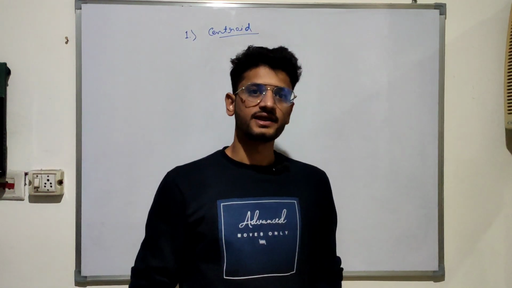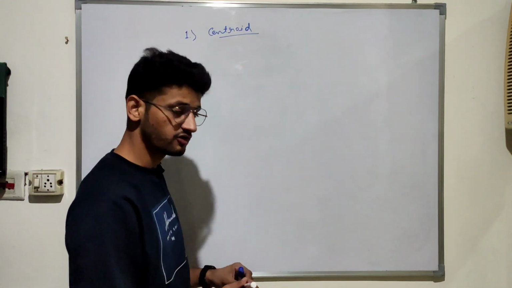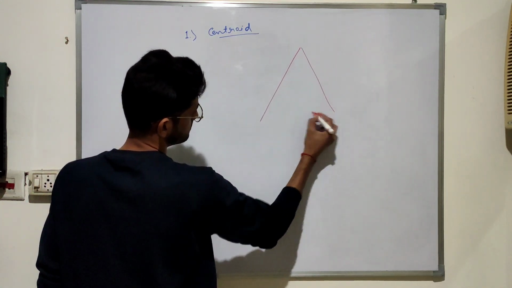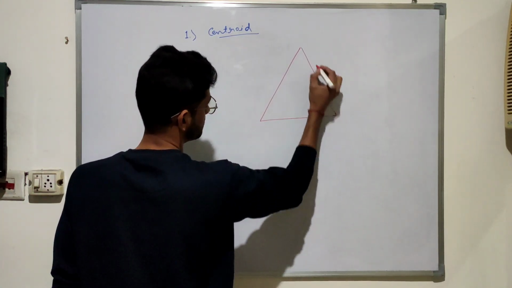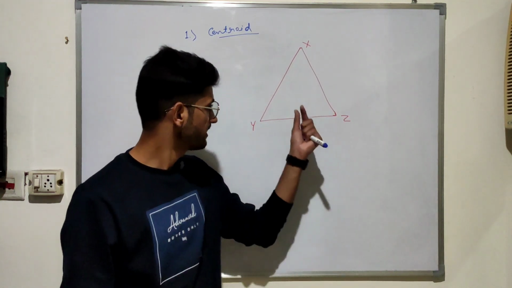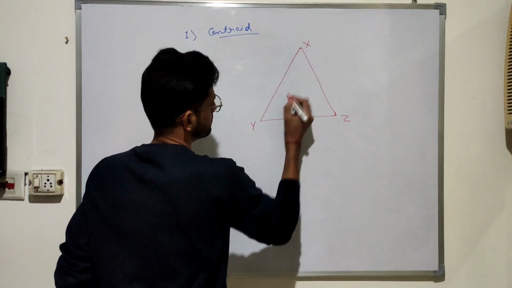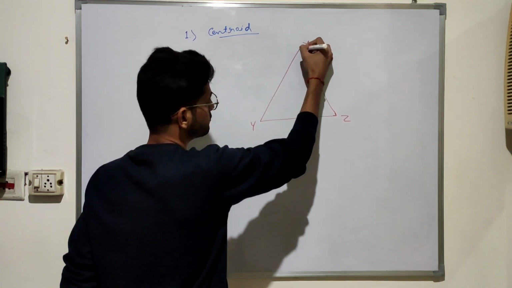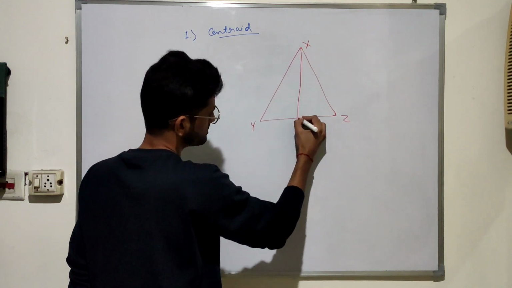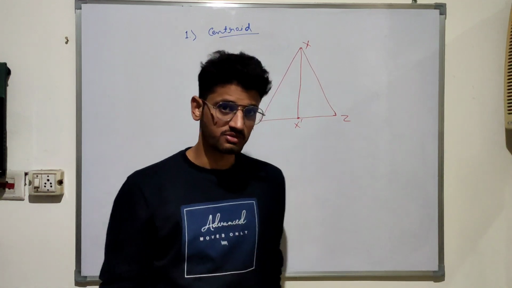So centroid: if we have any triangle, what is the centroid? It is the point of intersection of medians. Suppose we have a triangle, let's say XYZ. We have been taking ABC so many times. Let's say we have a triangle XYZ and we have any median. We have already discussed what a median is. A median is the line from point X to side length YZ at the midpoint. When we join the midpoint of side length YZ, let's say it is X dash, to the point X, then XX dash is going to be a median.